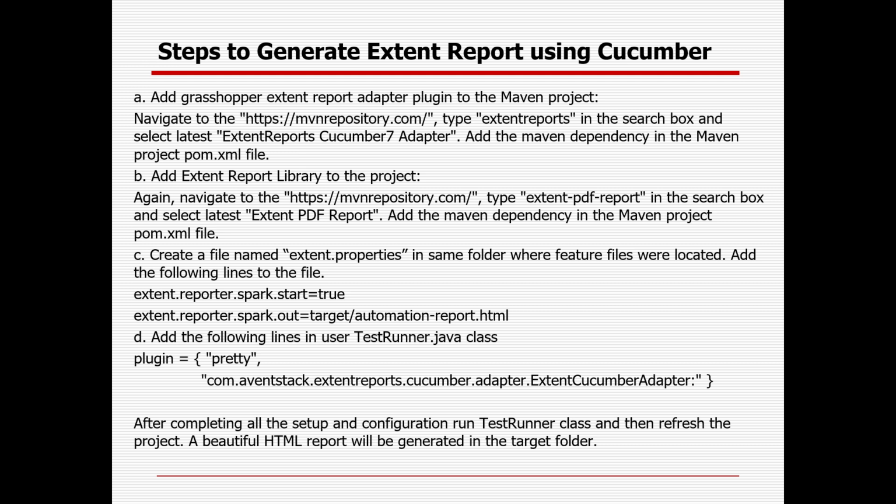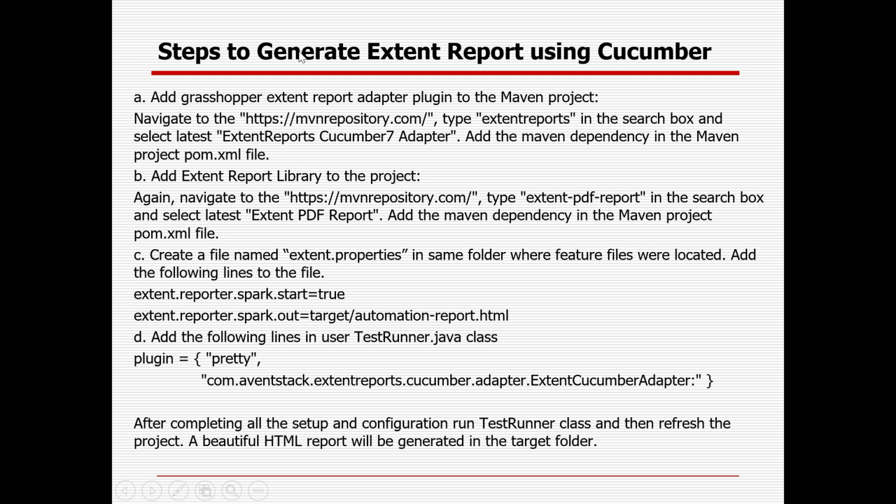Extent Report cannot directly integrate with the Cucumber framework. However, in case the user wants to generate an Extent Report for their Cucumber features, the user will need to use an adapter plugin. Additionally, this plugin will allow Extent Report to recognize and capture the scenarios and features present in the framework. It is where the Grasshopper Cucumber adapter plugin comes into the picture. This plugin is built on top of Extent Report and allows the user to quickly generate an Extent Report for their Cucumber framework.